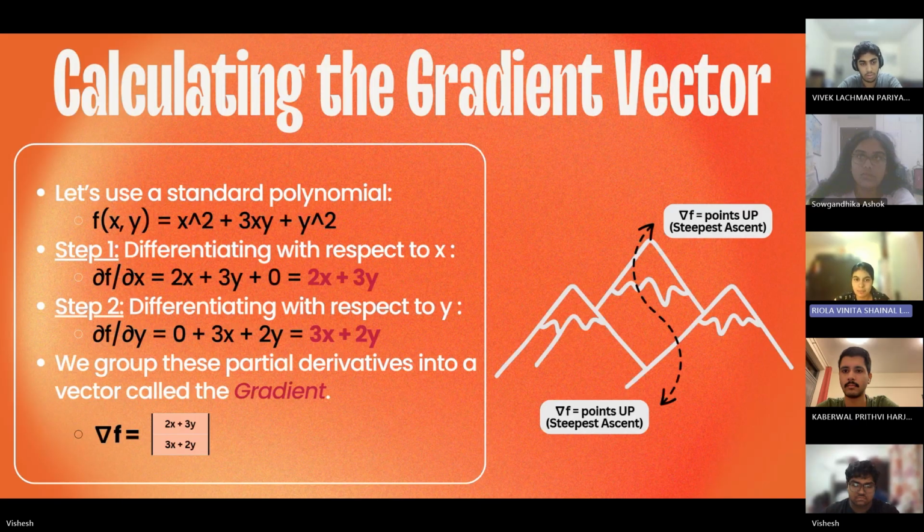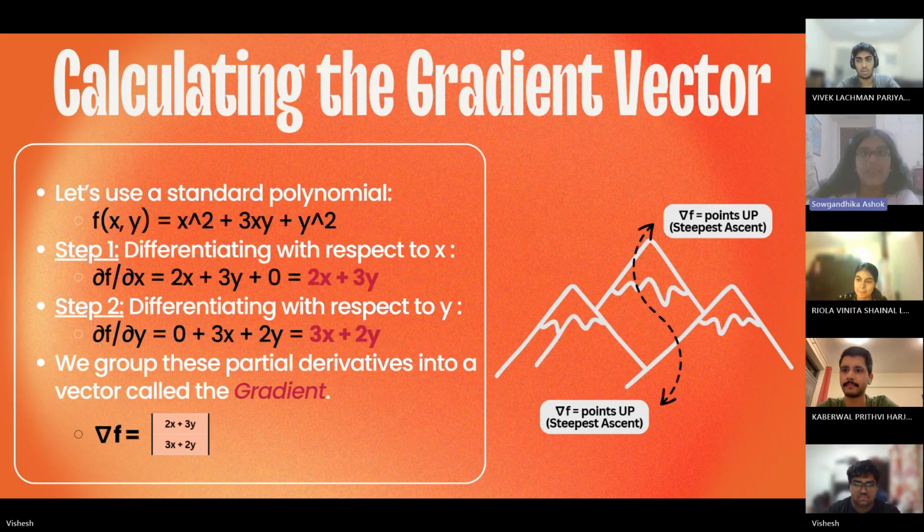And this is the important part. This gradient vector always points in the direction of the steepest increase. In other words, the fastest uphill. So if we move in the opposite direction, which is the negative gradient, we go downhill towards the lowest point. And that lowest point is exactly what we want in things like linear regression, which is the minimum error point. And that's exactly what Saugandhika is going to show you next.